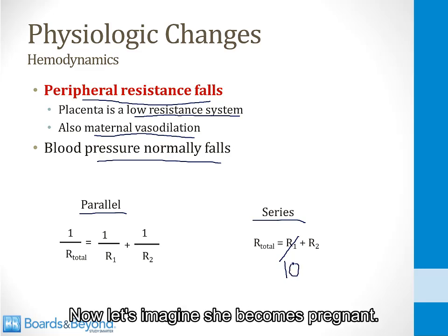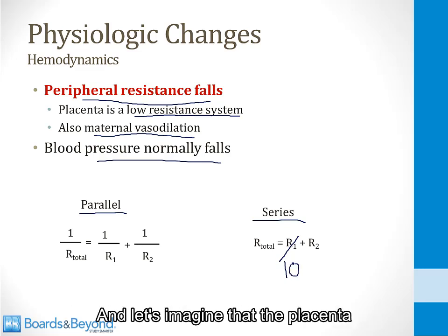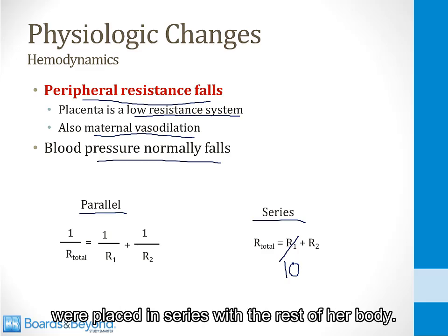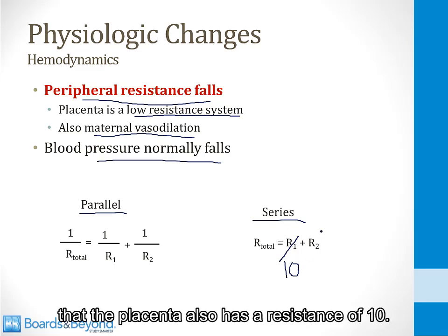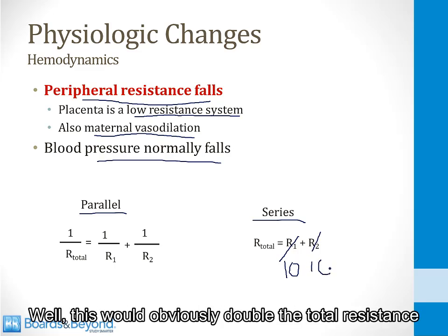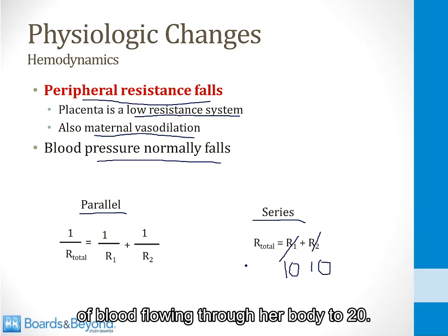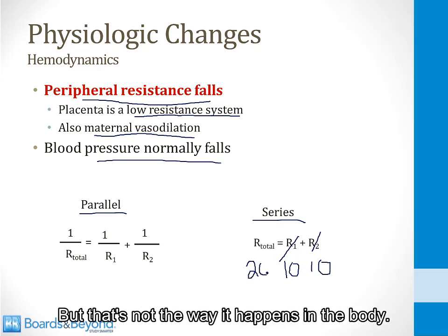Now let's imagine she becomes pregnant, and let's imagine that the placenta were placed in series with the rest of her body. And let's imagine that the placenta also has a resistance of 10. Well, this would obviously double the total resistance of blood flowing through her body to 20. But that's not the way it happens in the body.